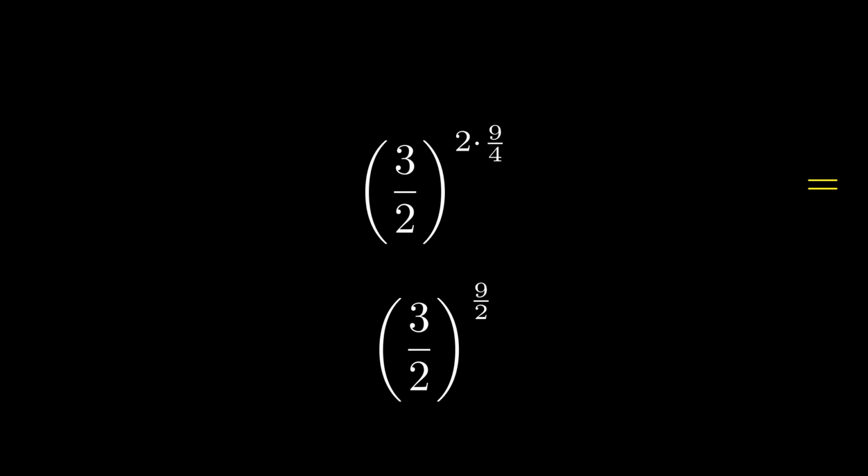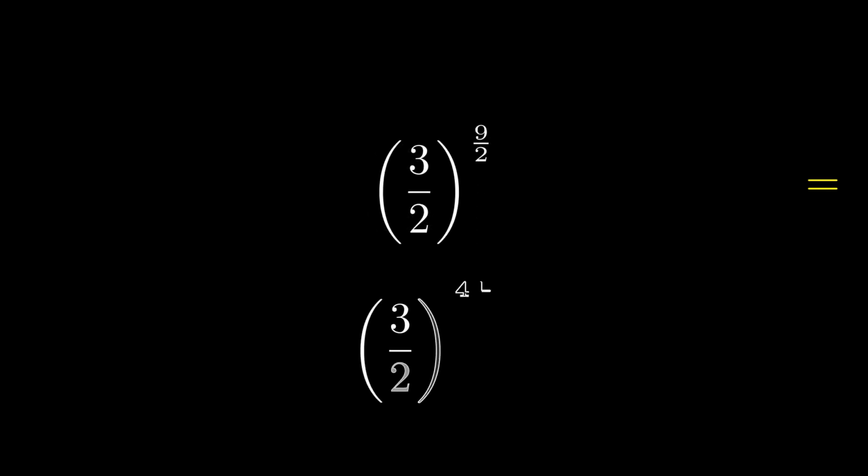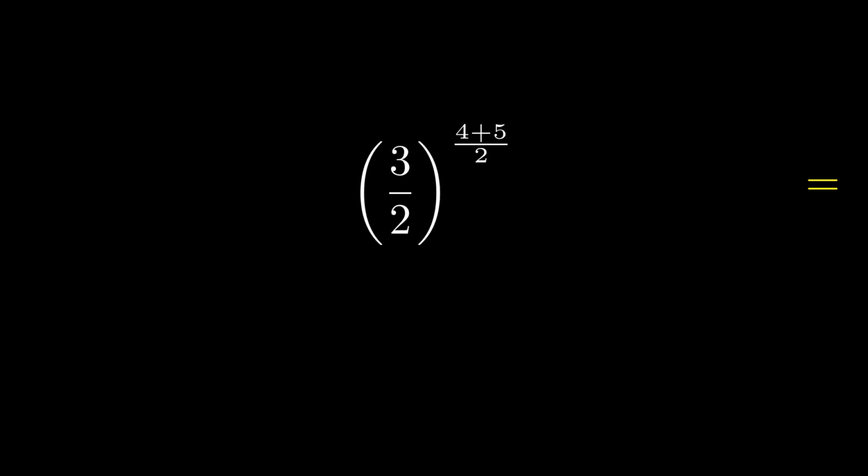9 from the numerator of the exponent is equal to 4 plus 5. This change might seem weird, but I promise that it will make sense in a moment. The 2 from the denominator is now moved out, so we get 2 fractions. And the first term is now 4 over 2, which is equal to 2.